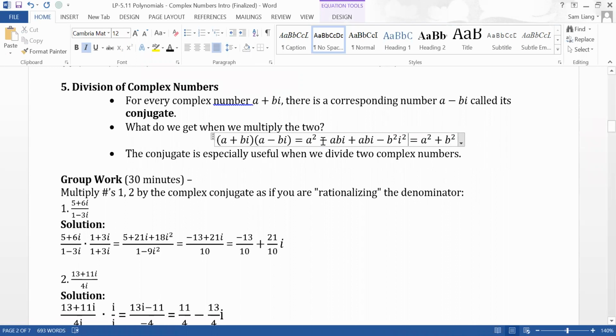Okay. All right, but yeah, so this part sums to 0, right? And then i squared is negative 1, so this entire thing becomes negative b squared times negative 1, which is positive b squared. So all in all, it'll become a squared plus b squared. Okay, so the conjugate is especially useful when we divide two complex numbers. So we need it for dividing complex numbers, as we'll see in the next two examples.